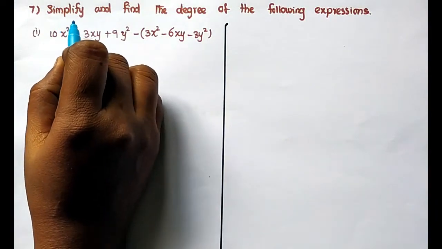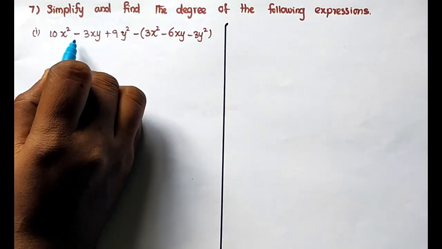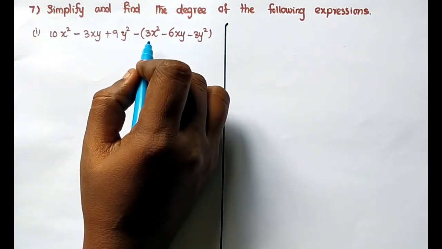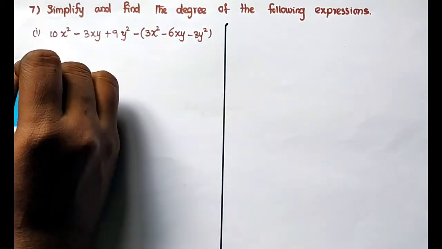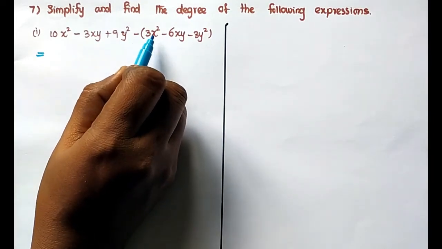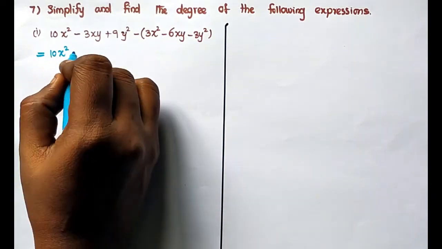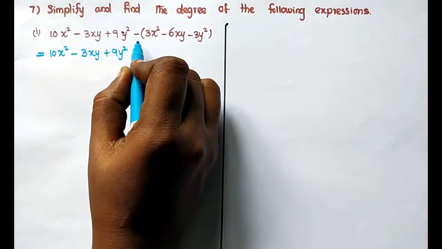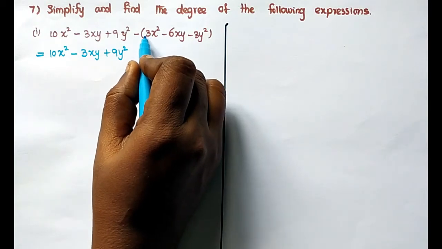Seventh sum: simplify and find the degree of the following expression. 10x squared minus 3xy plus 9y squared minus (3x squared minus 6xy minus 3y squared). Listen, we want to multiply the sign with what is inside the bracket. So otherwise write down as it is, 10x squared minus 3xy plus 9y squared, here minus into 3x squared, which is in plus sign inside the bracket.